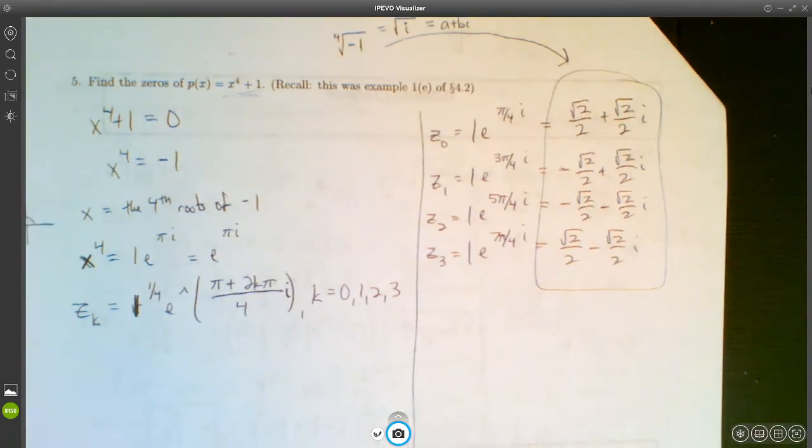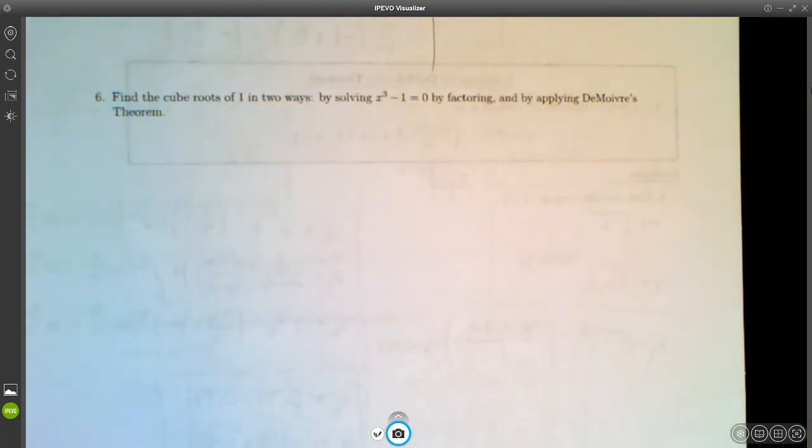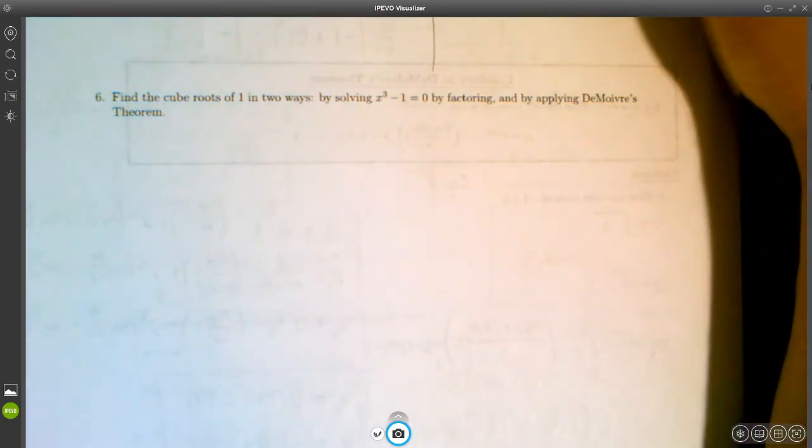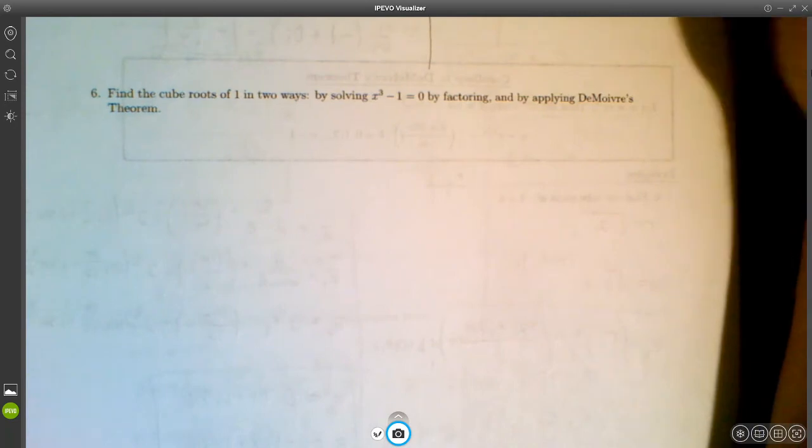Let's do another one. Number 6 says, find the cube roots of 1 in 2 ways, by solving x cubed minus 1 equals 0 by factoring, and by applying de Moivre's theorem. Okay. x cubed minus 1 equals 0. So to find the zeros by factoring, here's what we would do.